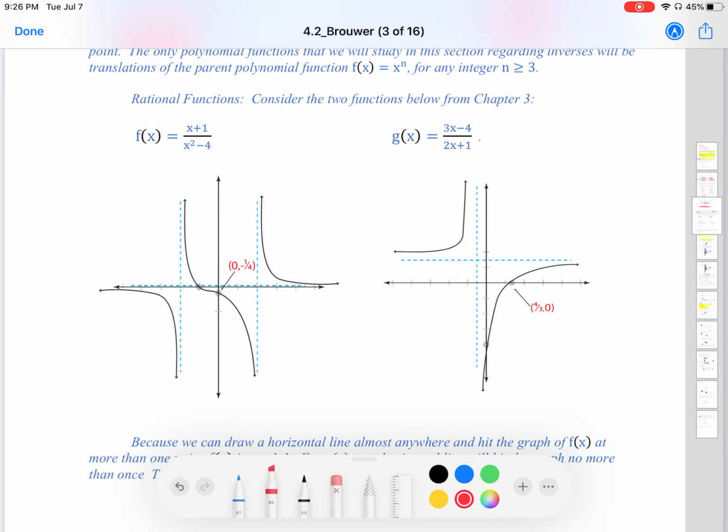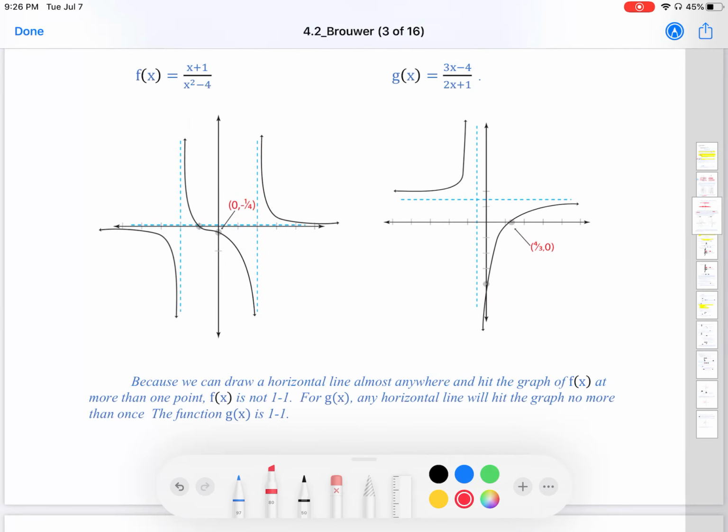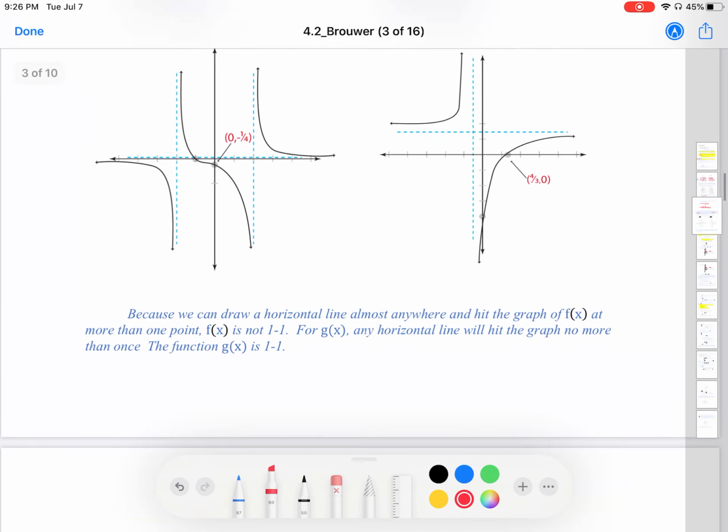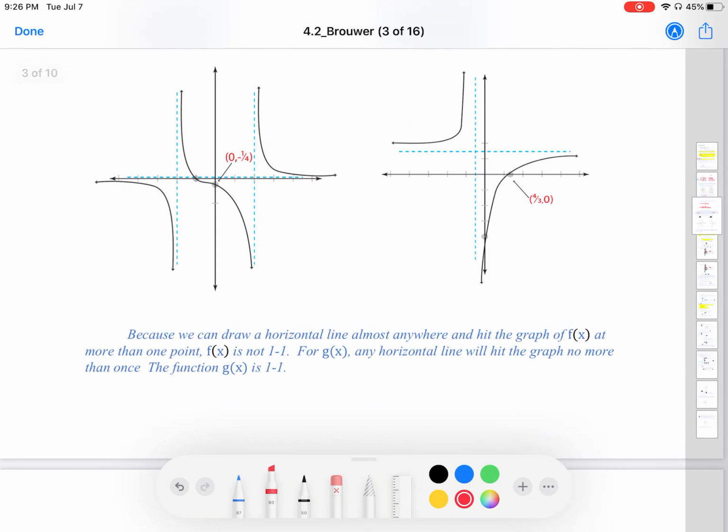Consider your rational functions. Consider the two functions from chapter 3. So we have these two functions here. Because we can draw a horizontal line at almost anywhere and hit the graph of f of x at more than one point, it is not one-to-one. So we do here, we pass it at 2 points. We do it here, we pass it at 2 points.